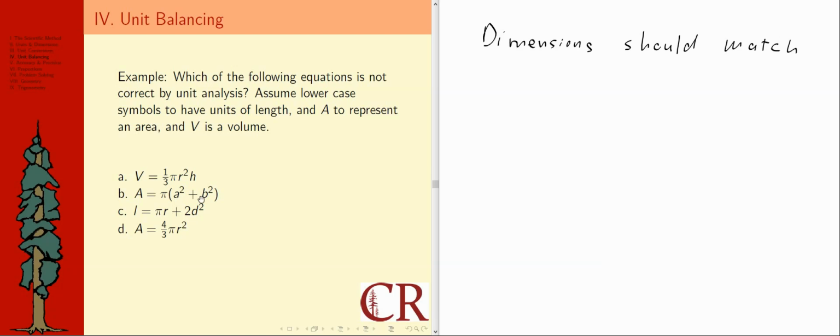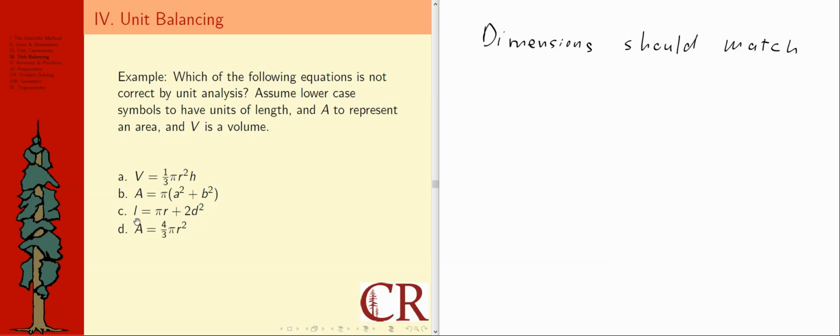If a is a length and b is a length, well, obviously a squared is a length squared. What happens when you add them? Well, when you add length squared to length squared, it's still dimensions of length squared. It's kind of like if you add an apple to an apple, you've still got dimensions of apples, I guess, if that's really a dimension. But in that sense, I think this one checks out. But we're looking for the one that doesn't check out. So, yeah, okay, I think B is not the answer, therefore.